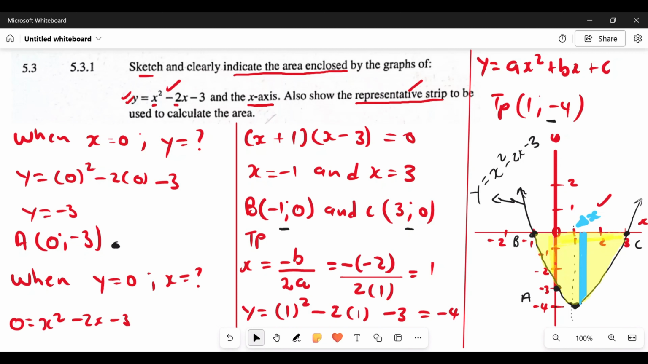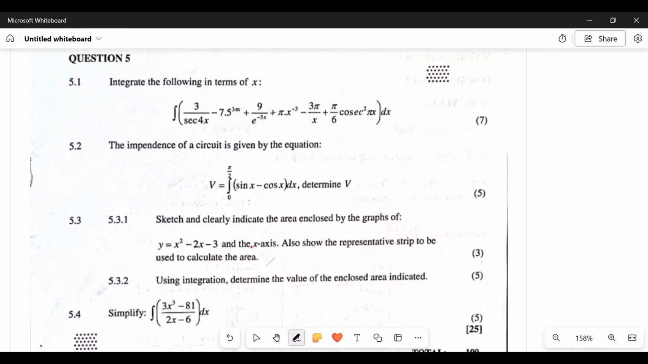All right, guys, we are done with 5.3.1. Let's go and do 5.3.2. All right, guys, we are finished with 5.3.1. Let's look at 5.3.2. Just in case, before we continue, 5.3.2 is actually the continuation of 5.3.1, so we're going to use the very same graph that we drew on 5.3.1 to solve 5.3.2.